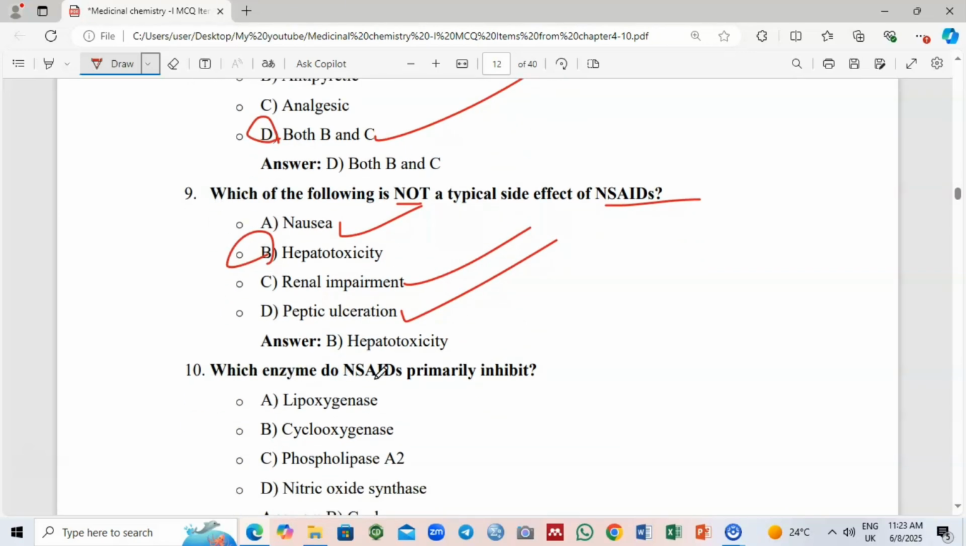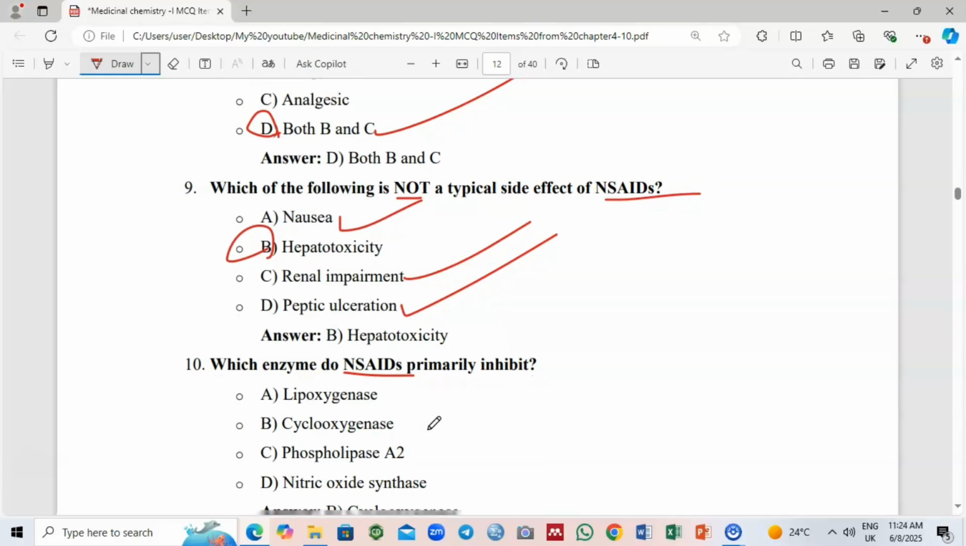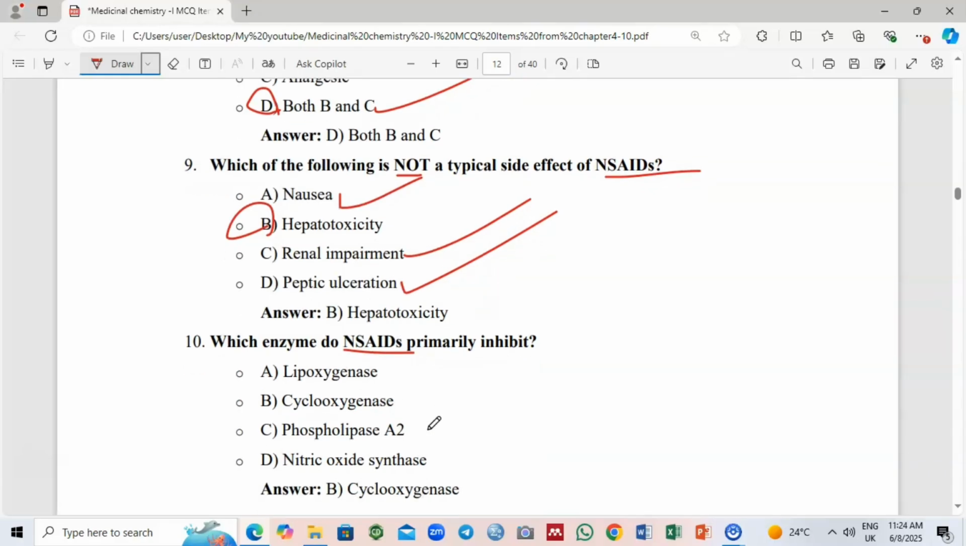Which enzyme do NSAIDs primarily inhibit? A. Lipoxygenase. B. Cyclooxygenase. C. Phospholipase A2. D. Nitric oxide. As we mentioned before, NSAID drugs mainly inhibit cyclooxygenase 1 and cyclooxygenase 2. Therefore, the answer is cyclooxygenase, or COX. Because they are COX inhibitors, the answer is this one.